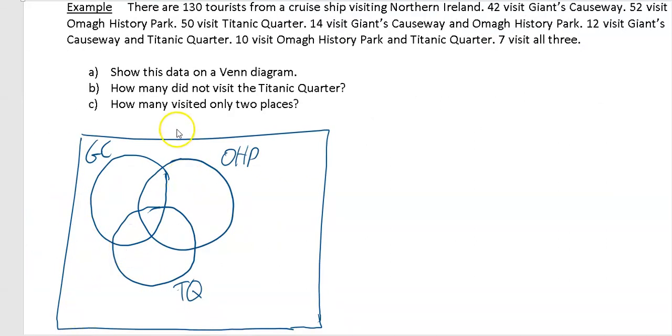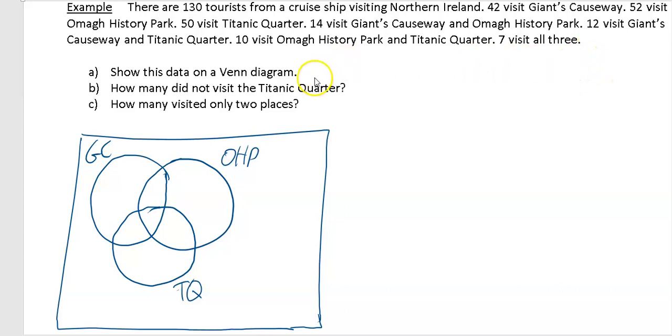Okay, this last example, there are 130 tourists from a cruise ship visiting Northern Ireland. 42 visit Giant's Causeway, 52 visit Omagh History Park, 50 visit the Titanic Quarter, 14 visit the Giant's Causeway and Omagh History Park, 12 visit the Giant's Causeway and Titanic Quarter, 10 visit Omagh History Park and Titanic Quarter, and 7 visit all three. This is incredibly complicated if you let it be.